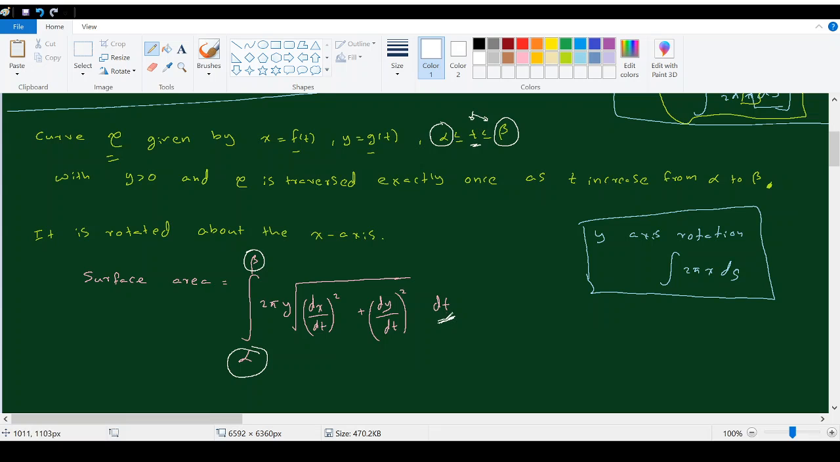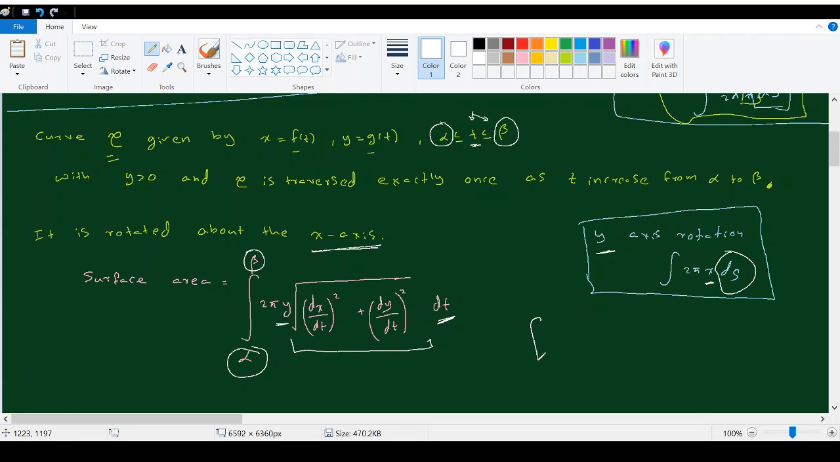So here we are using those starting points and end points of the parameter, right? And we are integrating with respect to t. And here, if it is an x-axis rotation, we have y here, and if it is a y-axis rotation, we have x here. And for ds, no matter whether it is an x-axis rotation or a y-axis rotation, we are going to use this term, right?